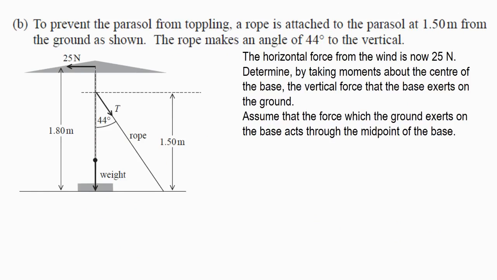Then the last part of this question: to prevent the parcel from toppling, a rope is attached to the parcel at 1.5 meter from the ground as shown. The rope makes an angle of 44 degrees to the vertical. The horizontal force of the wind is now 25 Newton. Determine, by taking moments about the center of the base, the vertical force that the base exerts on the ground. Assume that the force which the ground exerts on the base acts through the midpoint of the base.